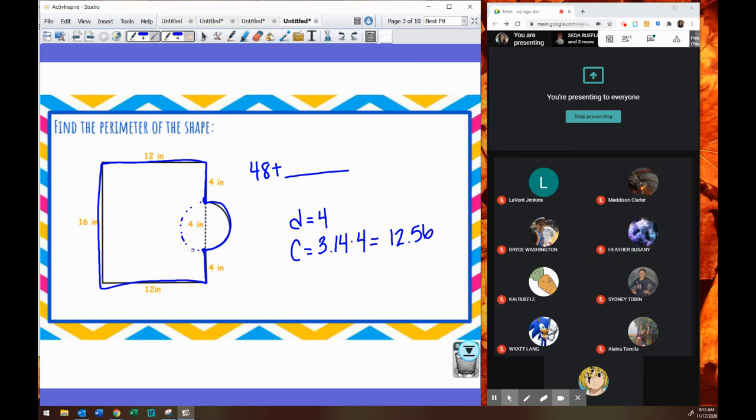But like RJ was mumbling to himself, how much of the circle do you have? Half of it. So if you cut it in half, what is the circumference? 6.28. So then add it in. And you get 54.28. Perimeter of a circle is just the circumference. Usually with these though, you're just gonna have a fraction of it. So if it's 3/4 of a circle, you multiply it by 3/4. If it's 1/4, you multiply it by 1/4. If it's a half, you multiply it by a half.